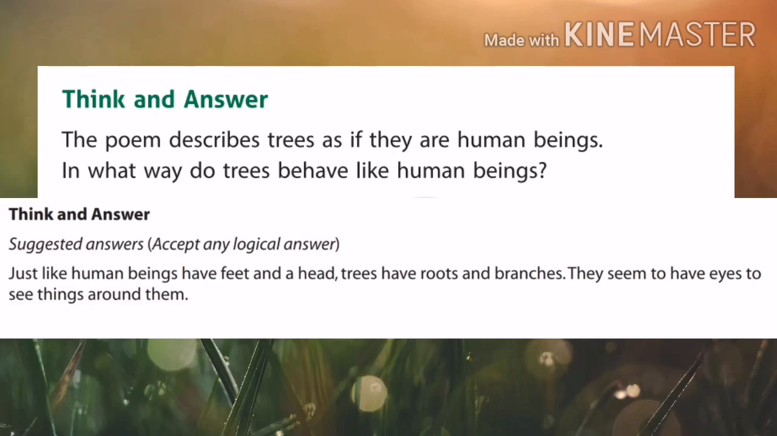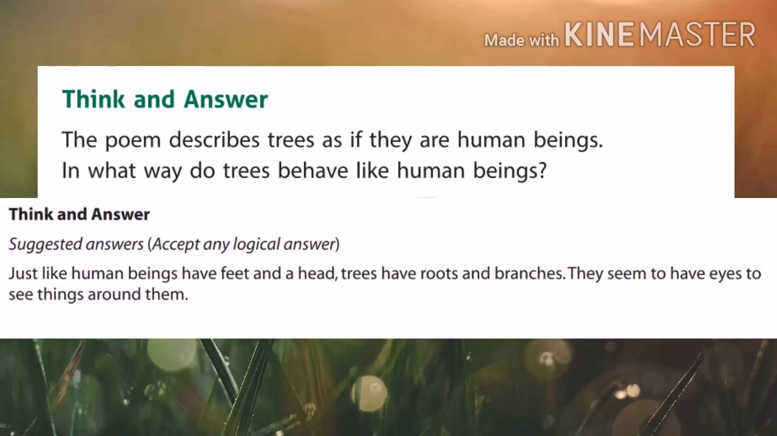Answer. Just like human beings have feet and a head, trees have roots and branches. They seem to have eyes to see things around them. In these ways, we can consider that the poem describes trees as if they are human beings. We can see the poet considers the tree's root as its feet and the tree's branches as its head, just like human beings. You just read and understand this answer.